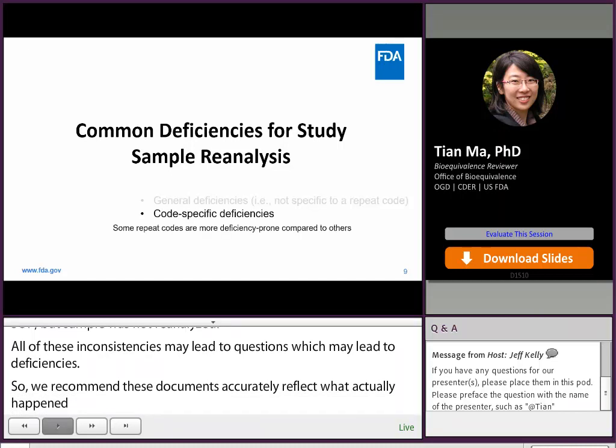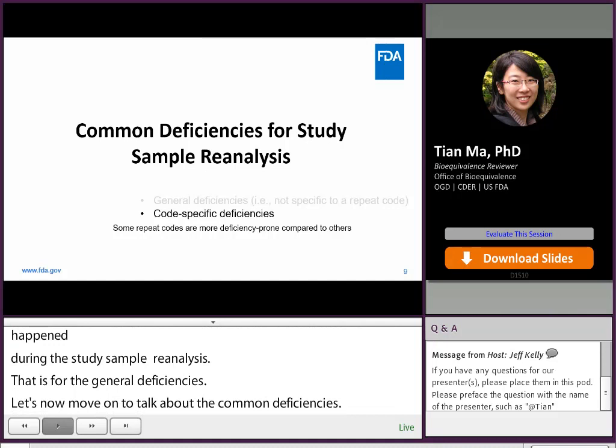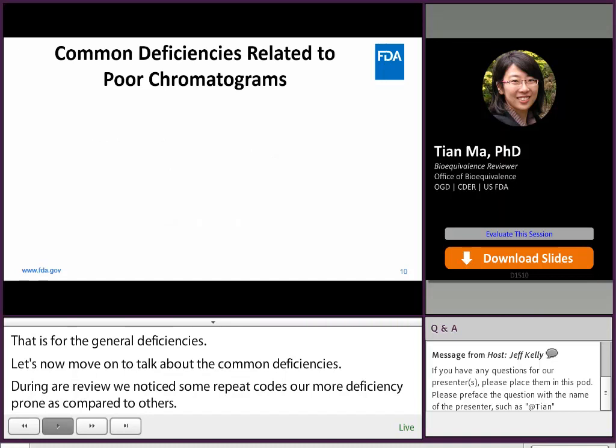During our review, we noticed that some repeat codes are more deficiency prone as compared to others. For example, deficiencies related to poor chromatograms are more frequently observed, whereas deficiencies related to truncated calibration curve are less common. So let's first talk about common deficiencies related to poor chromatograms.